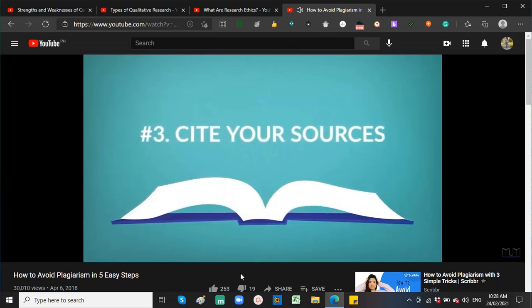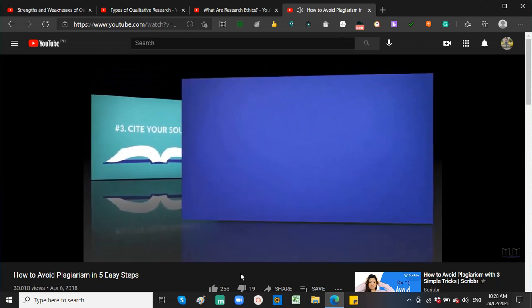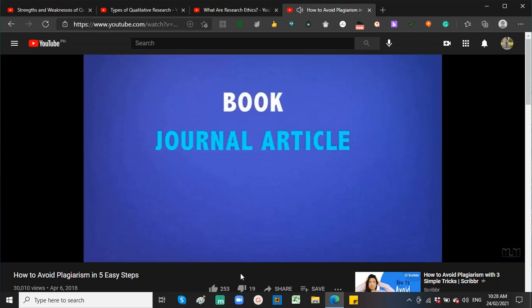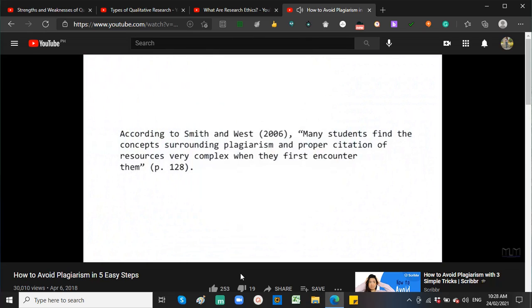Number 3. Cite your sources. As I've already said, you need to cite information that you get from a source. Whether it is from a book, journal article, blog, or website, you need to cite it. Here's an example of a citation. In the parentheses, you can see that both the publication year and page number are given.